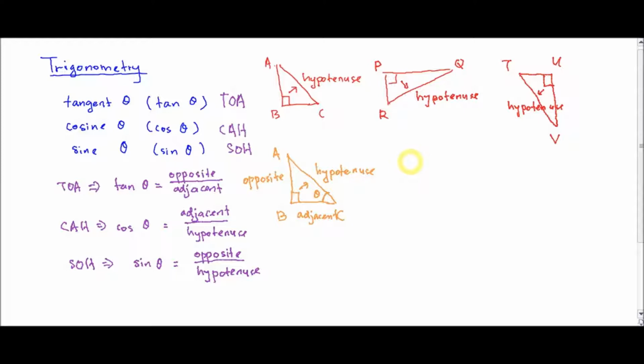Okay, let me change the positions. So P, Q, R. The triangle is here, and here will be the hypotenuse. If the angle theta is here, the adjacent will be here, and the opposite side will be here. Okay, one more.